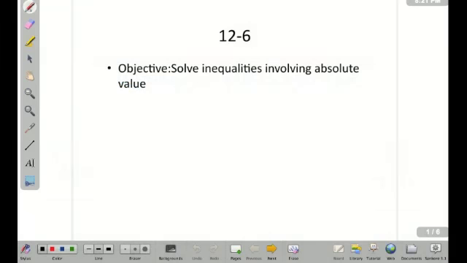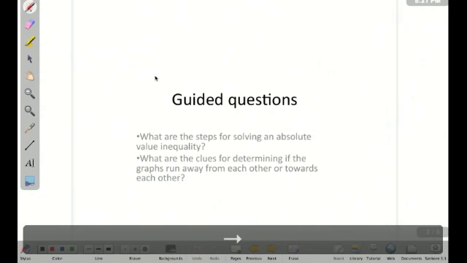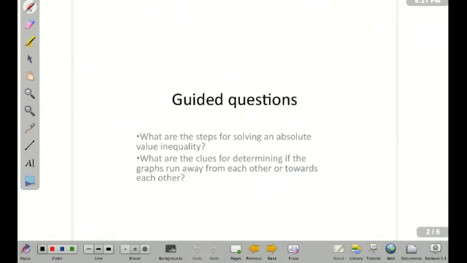In this presentation, we're going to solve inequalities involving absolute value. Your questions: what are the steps for solving an absolute value inequality, and what are the clues for determining if the graphs run away from each other or towards each other?